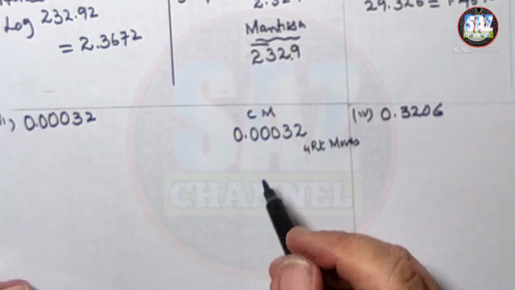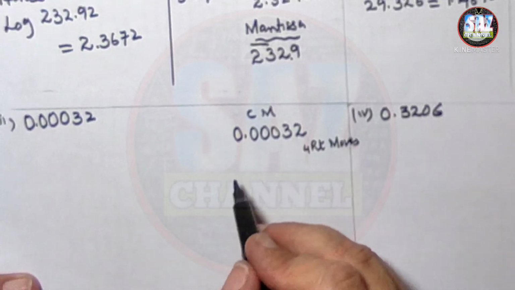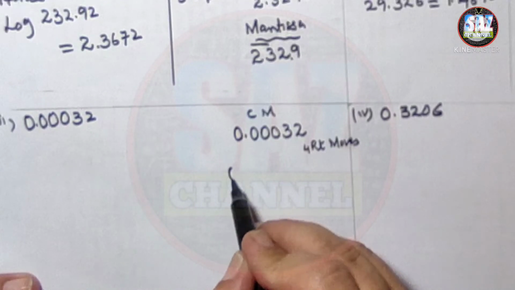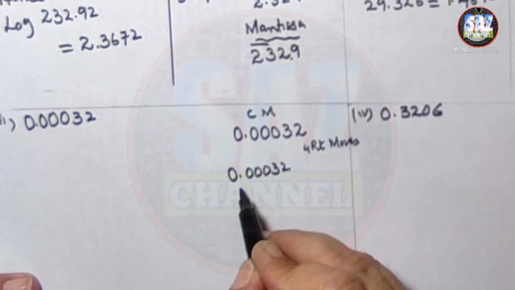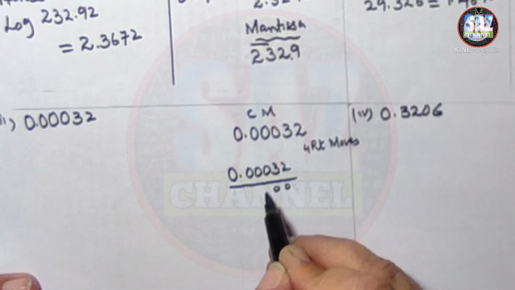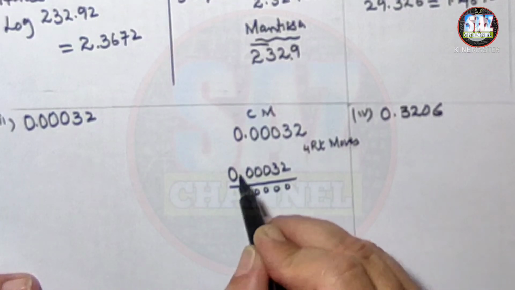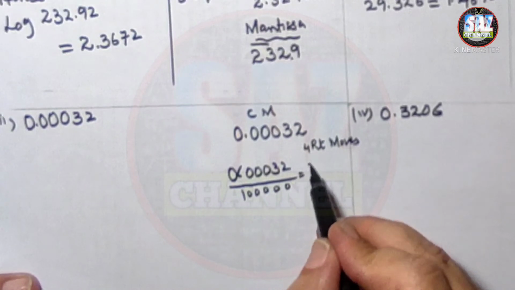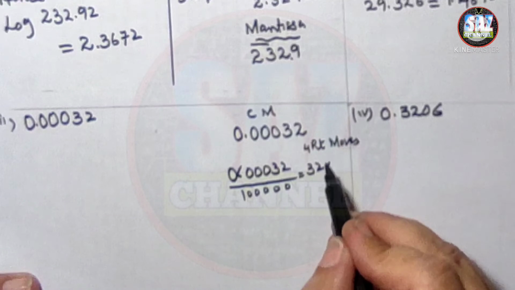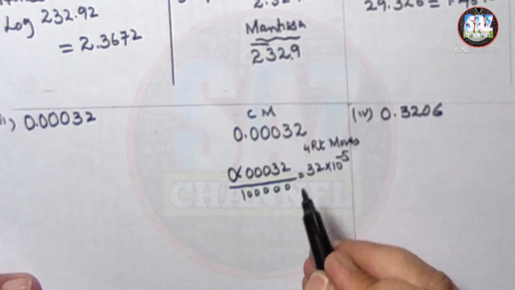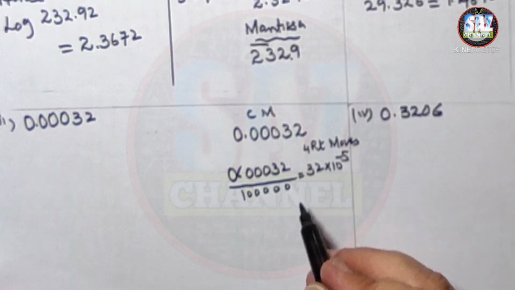So characteristic will be -4, but let me do it with scientific notation as well, so that my students should not find difficulty. Okay, so this will be 1, 2, 3, 4, 5 and 1000, and this has become 32 multiplied by 10 raised to power -5. Again, I have to bring the decimal between 3 and 2.